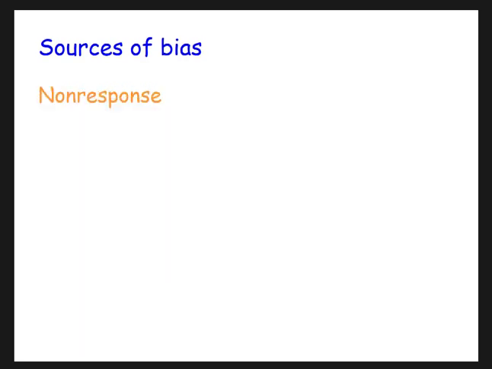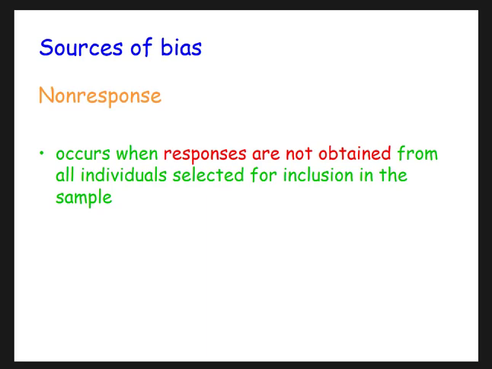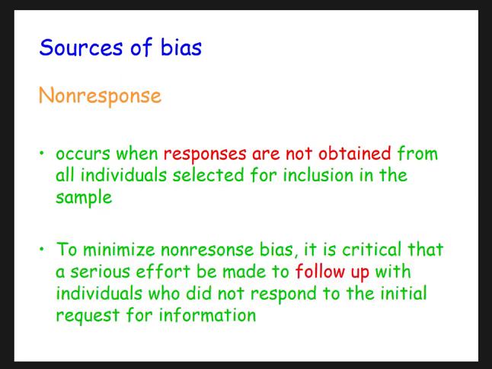A non-response. So again, you can't force people to answer a survey. Phone rings, you answer hello, the person says, do you have time for a survey? And you hang up. That's a non-response. So the responses are obtained from individuals that are selected for inclusion, but they just don't respond. They were selected and you just didn't get an answer from them.